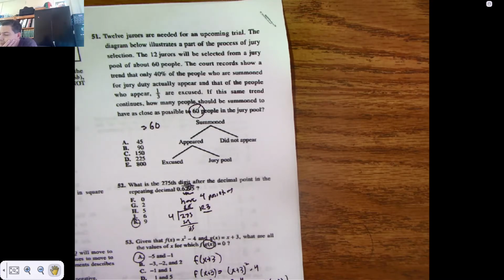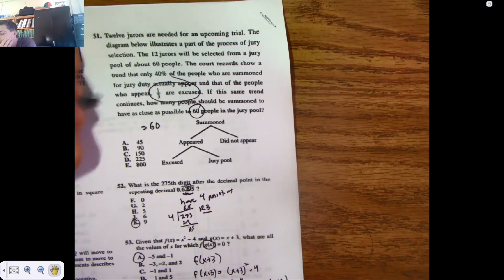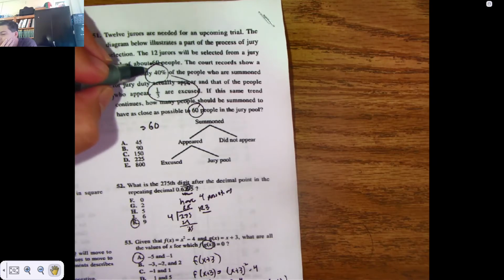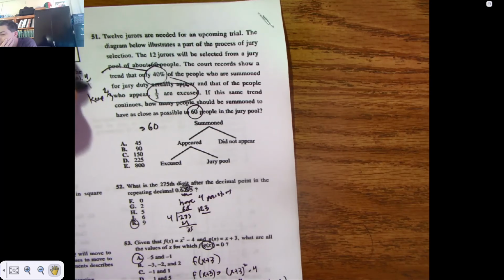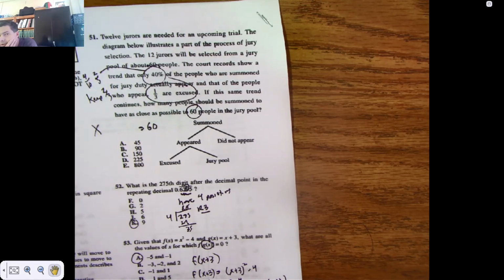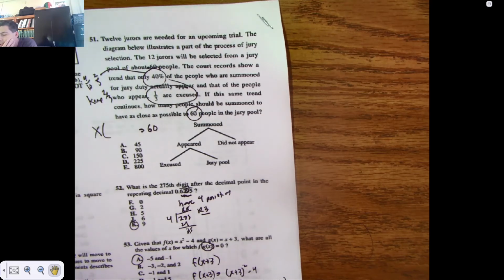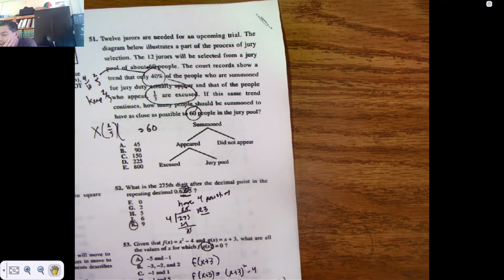It says only about 40% of those who are summoned for jury duty actually appear, and of the people that appear, 1 in 3 are excused, which means we keep 2/3. All right. Only 40% show up. That's 4/10, which is 2/5. So what we do is we start with some big number x. You can use letter n. Only 2/5 of them actually show up, and then we only keep 2/3 of them.